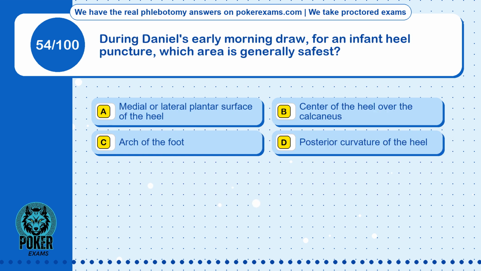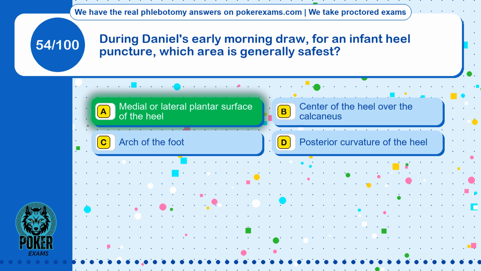Question 54. During Daniel's early morning draw, for an infant heel puncture, which area is generally safest? Option A, medial or lateral plantar surface of the heel. Option B, center of the heel over the calcaneus. Option C, arch of the foot. Option D, posterior curvature of the heel.